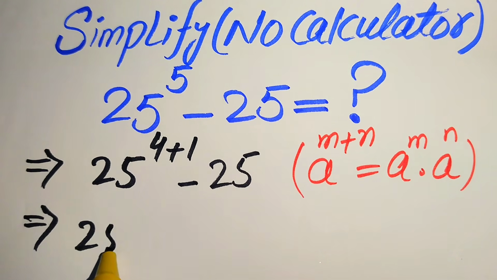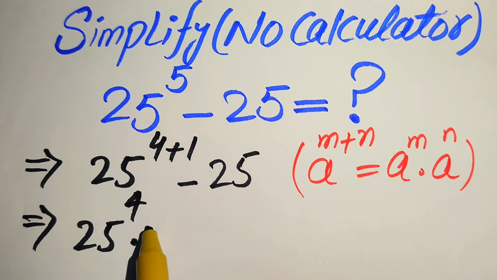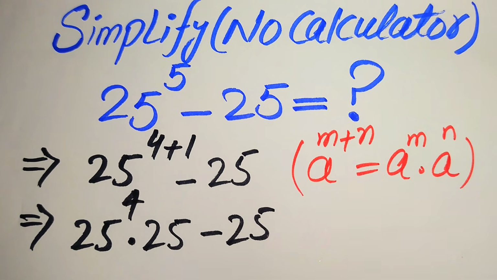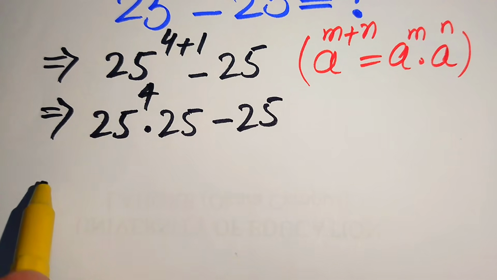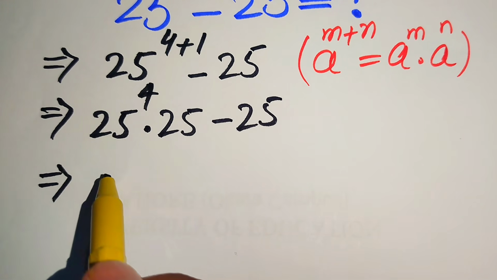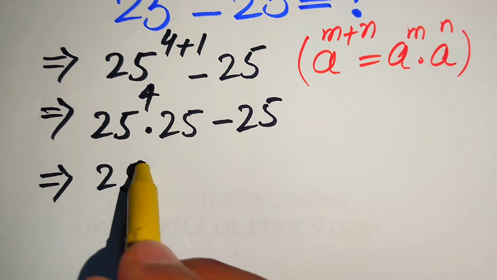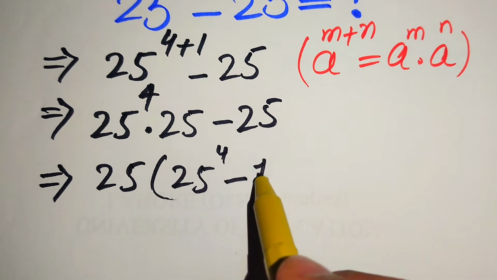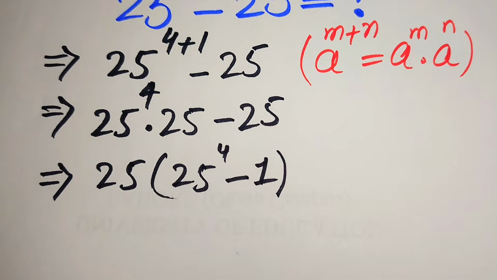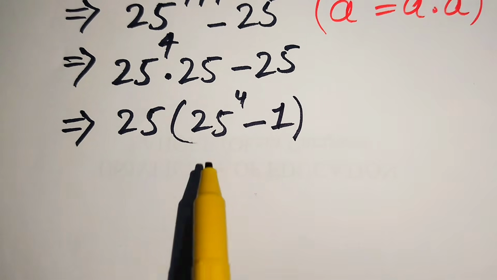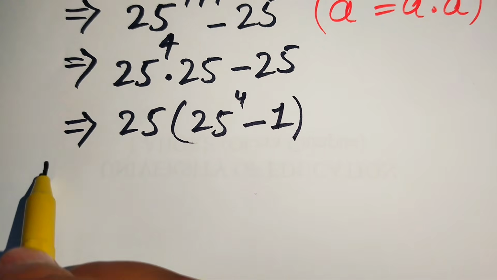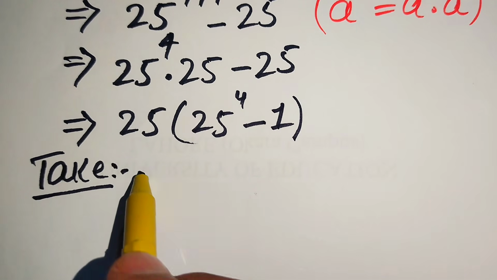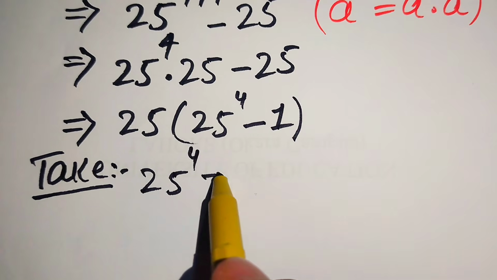We have 25 to the power of 4 multiplied by 25 minus this is again our 25. And now you see that both of these two terms involve 25, so we take 25 common from here, and the remaining values are 25 to the power of 4 minus 1. So here we need more simplification, and now we need to find the value of 25 to the power of 4.